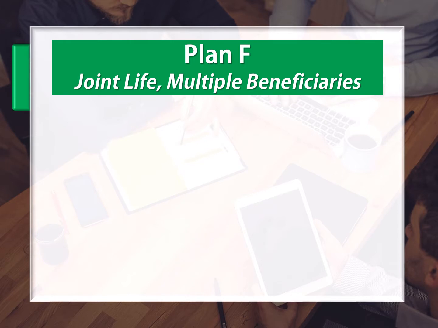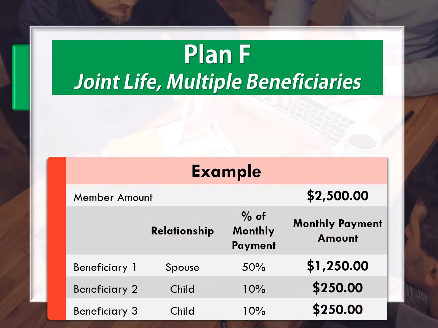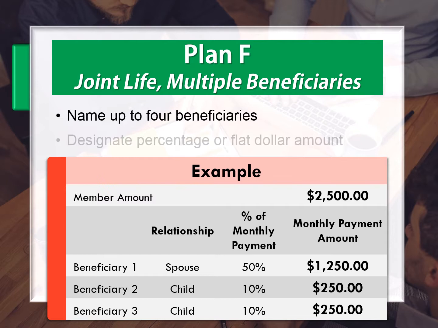Most of you will notice that there is no Plan F on your estimate. This is only provided to those of you who specifically requested this option. Plan F allows you to name up to 4 beneficiaries to receive lifetime monthly payments upon your death. You must designate a percentage of your monthly pension or a flat dollar amount for each beneficiary.